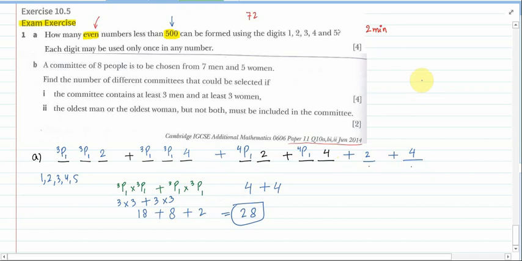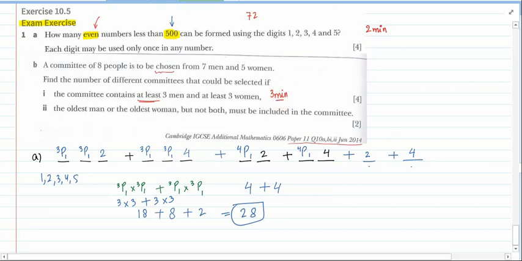After that, moving on to the next one, part B. A committee of 8 people is to be chosen from 7 men and 5 women. The word chosen is a key word that tells us we need to apply combination here. Find the number of different committees that could be selected if the committee contains at least 3 men and at least 3 women. Now we have attempted such type of question in the last class as well, the meaning of at least and how we attempt such questions by making cases, right? So you need to attempt it by yourself first, and the time for this part is 3 minutes, so start.